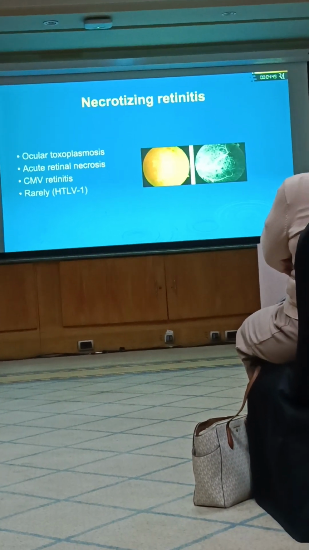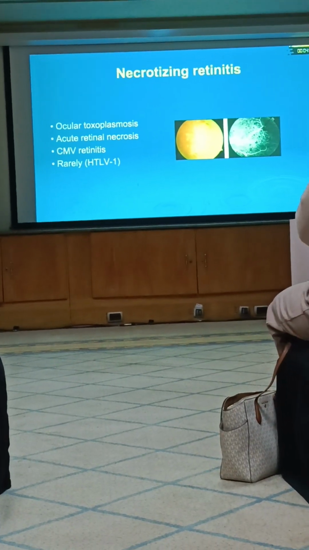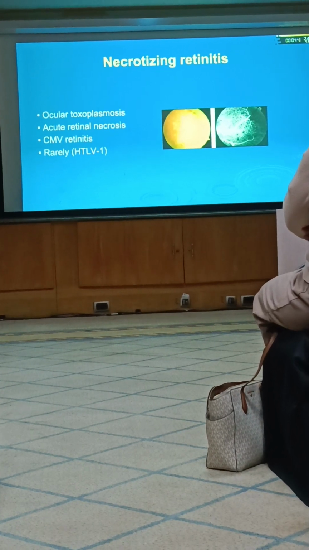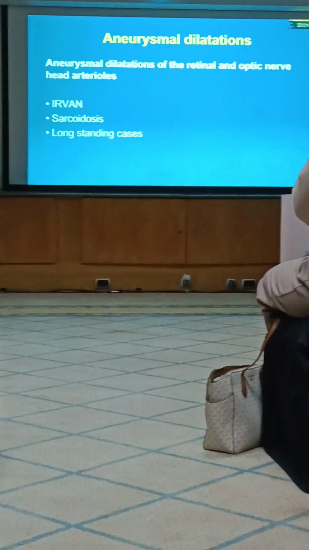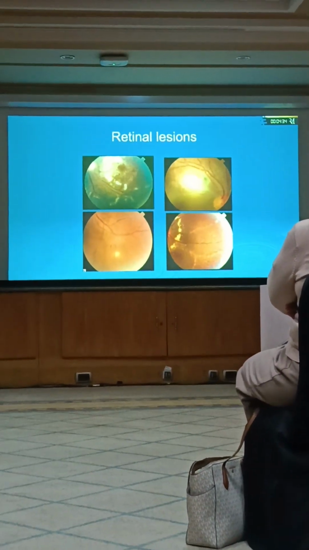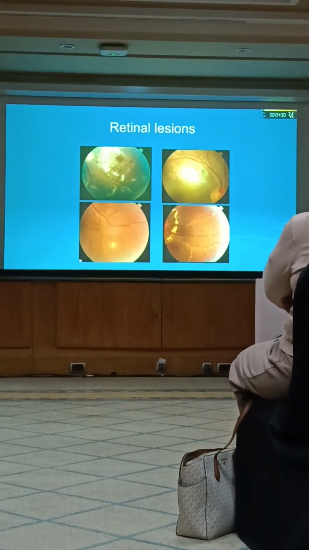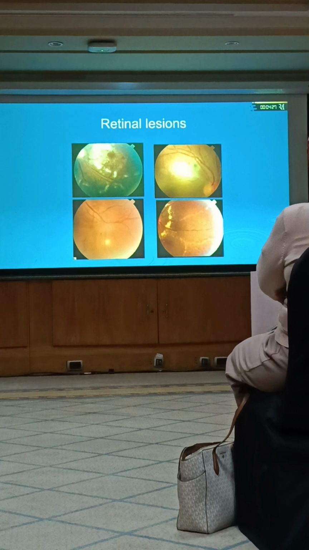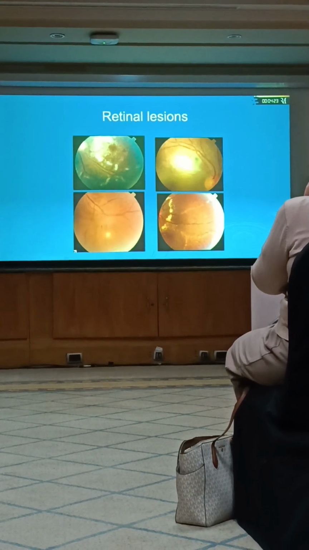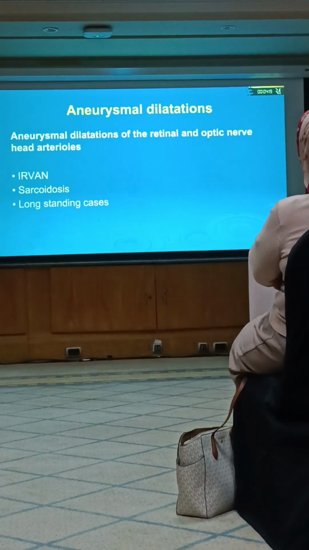Necrotizing retinitis is another form of retinal affection, and as we all know, it is associated mostly with infection like ocular toxoplasmosis, acute retinal necrosis, and cytomegalovirus. And sorry, these are the four lesions that we can have: cotton wool spots, necrotizing retinitis, intraretinal infiltrates, and the last one is neuroretinitis, which is characteristic of Bartonella henselae. So don't forget to look at the retinal lesions.